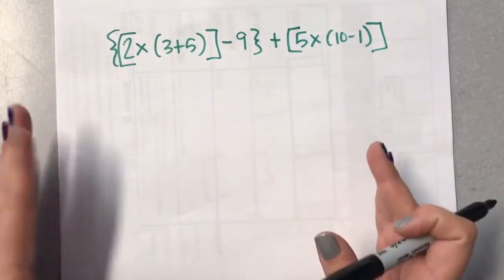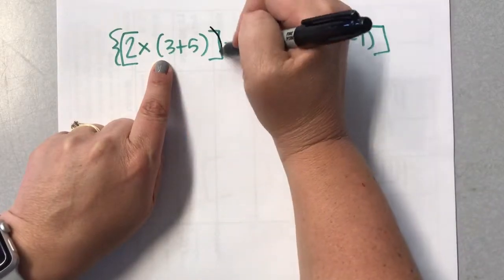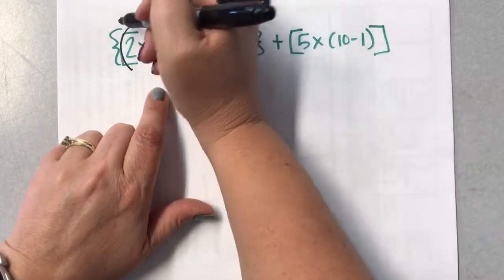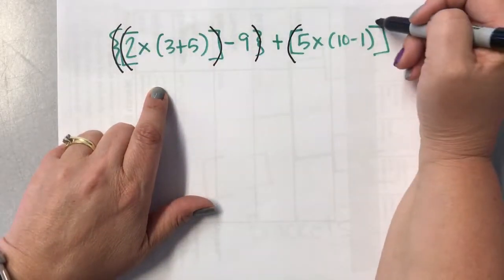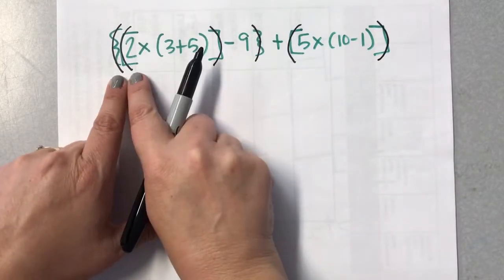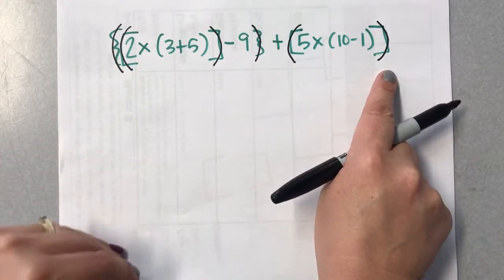A long time ago, an order of operations problem with different grouping symbols would have parentheses, and then parentheses outside the parentheses, and then maybe another parentheses outside of that. All of the grouping symbols were just parentheses, and that got a little confusing when you had parentheses right beside each other.